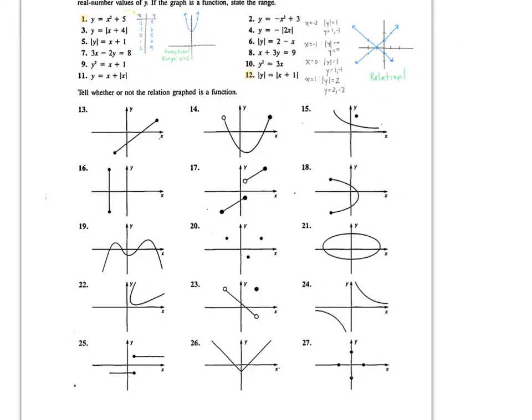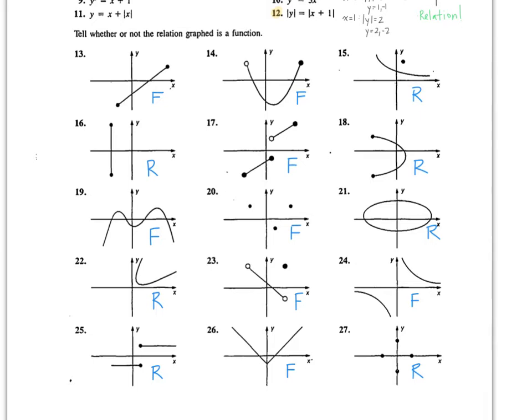Let's take a look at this bottom section now where we're given the graph. And you just have to quickly go through and state whether or not the relation is a function. Okay? So hopefully this is relatively quick. We're just using that vertical line test at this point. And I'm going to let you go through and try them on your own, and then we'll come back and check our answers.